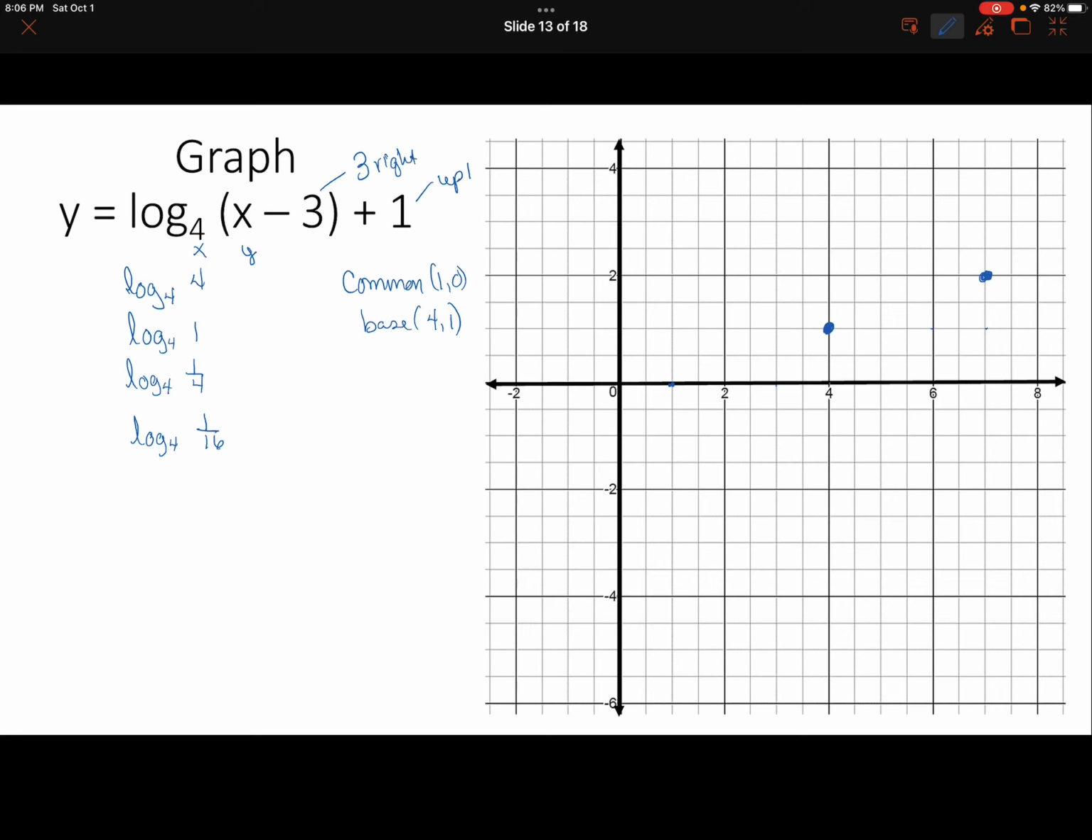And my asymptote was the y-axis. I'm moving it 3 to the right, and we can't tell that it's moved 1 up because it's a vertical line. And we could graph our 2 points and our asymptote. All right.